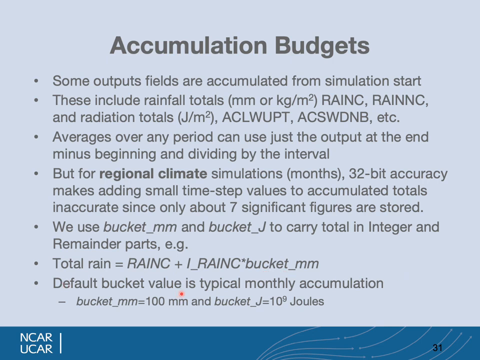And the typical values that we'd recommend would be the monthly accumulations. So you'd set bucket_mm to 100 millimeters and bucket_J to 10 to the 9 joules. Those are typical monthly accumulated values for these in a regional climate run.